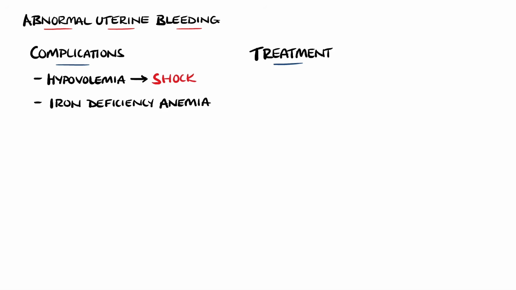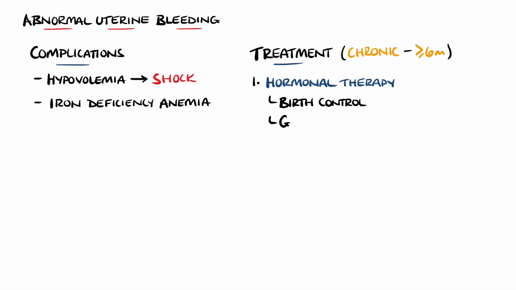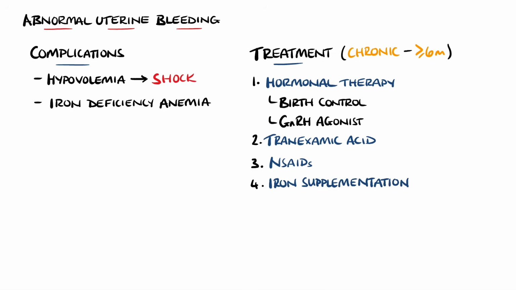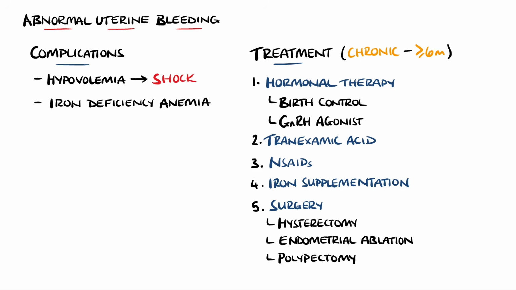In more chronic cases, defined as abnormal uterine bleeding beyond 6 months, treatment may involve hormonal therapy, such as the birth control pill or gonadotropin-releasing hormone agonists. Tranexamic acid again may be used, as well as non-steroidal anti-inflammatory drugs and iron supplementation if the patient is iron deficient. Surgery is also possible, including hysterectomy, endometrial ablation, or the removal of polyps.